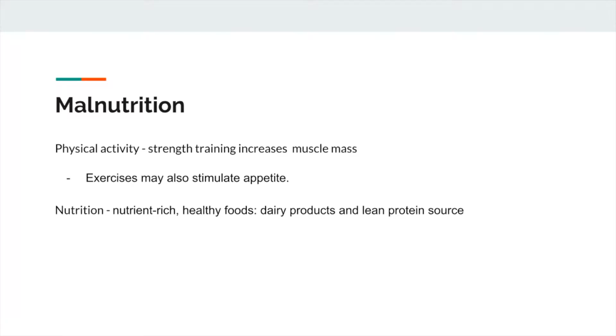When it comes to nutrition, caloric intake needs to increase. However, it is important that these calories come from nutrient-rich, healthy foods. These should be dairy products and lean protein sources, as they are also important for sarcopenic patients.